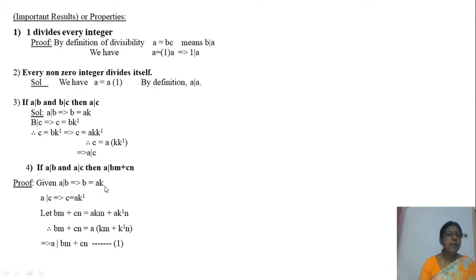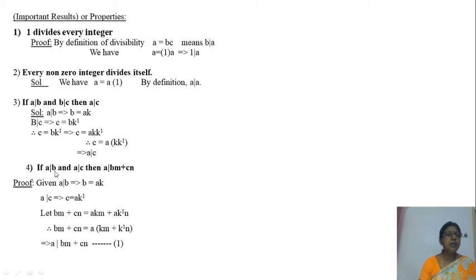We know that k and k dash are integers, m and n are also integers. So this sum is another integer. Now we have bm plus cn is equal to a into some integer. By definition, a divides the LHS value, which means a divides bm plus cn. That means a divides a linear combination of b and c.